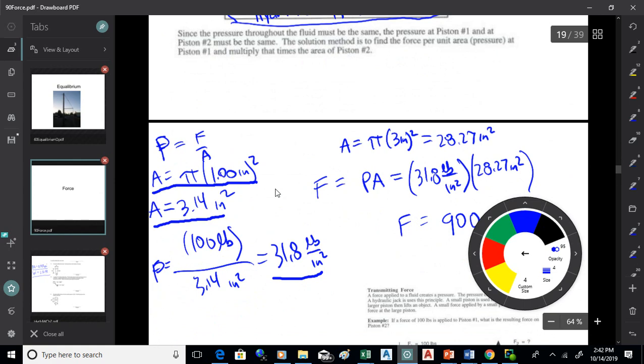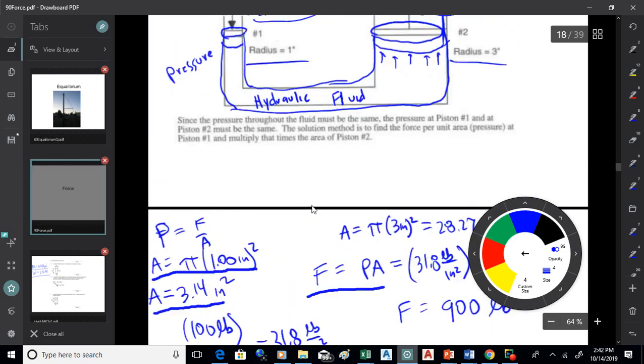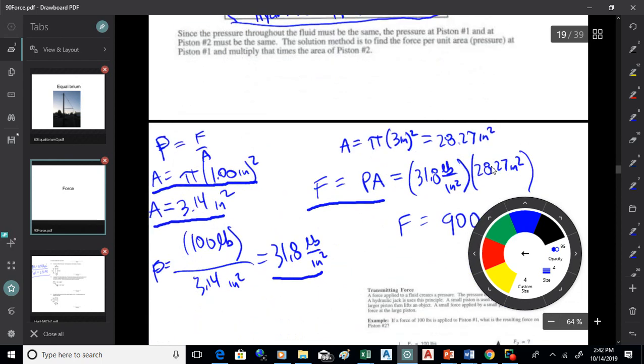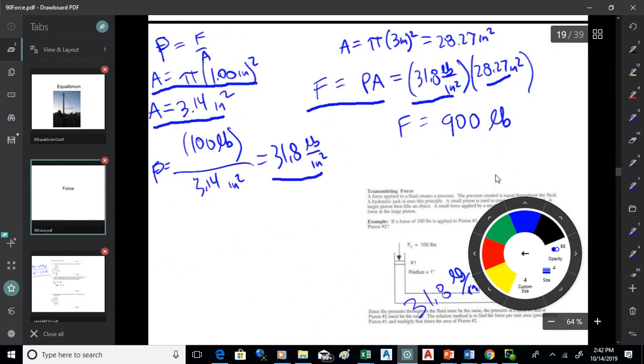Now what we can do on the other side is use the idea that force is pressure times area. So we find the area of this piston with a 3-inch radius. It's 28.27 square inches. Multiply that by that internal hydraulic fluid pressure, and we'll get 900 pounds.